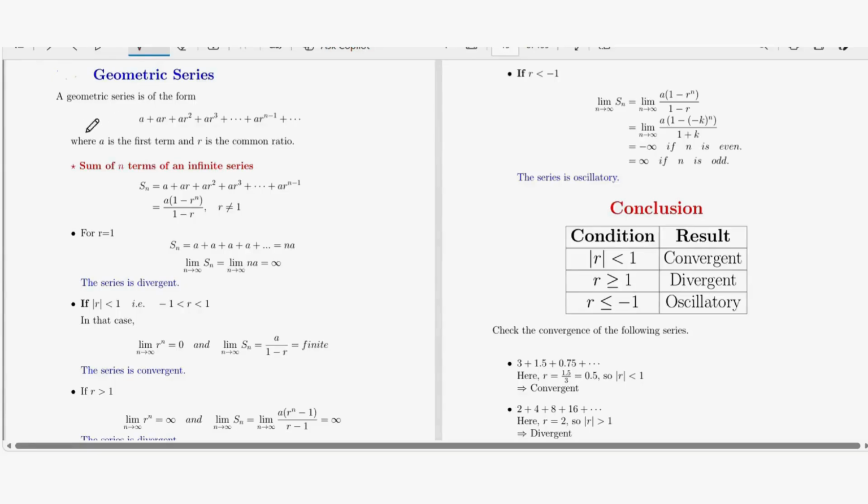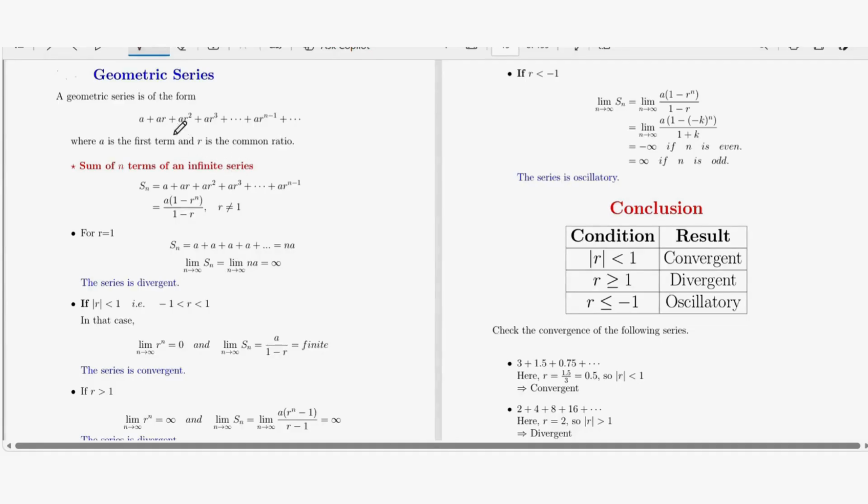Geometric series. A geometric series is of the form a plus ar plus ar square plus ar raised to 3 up to ar raised to n minus 1 and so on, where a is the first term and r is the common ratio. Now how to find r?